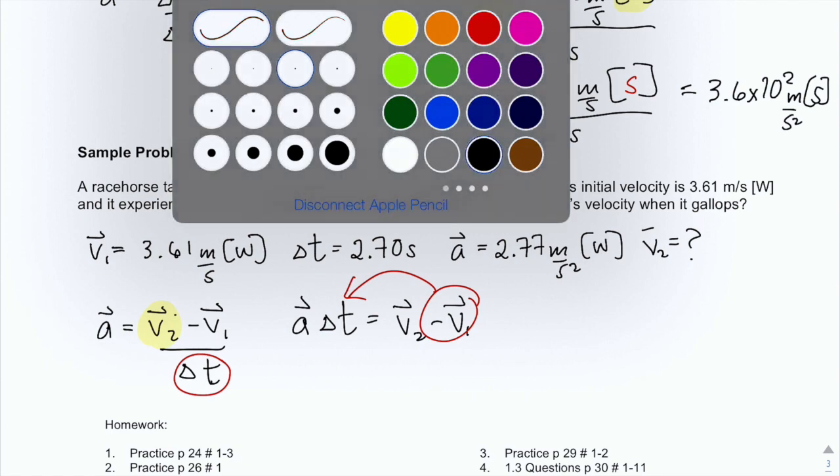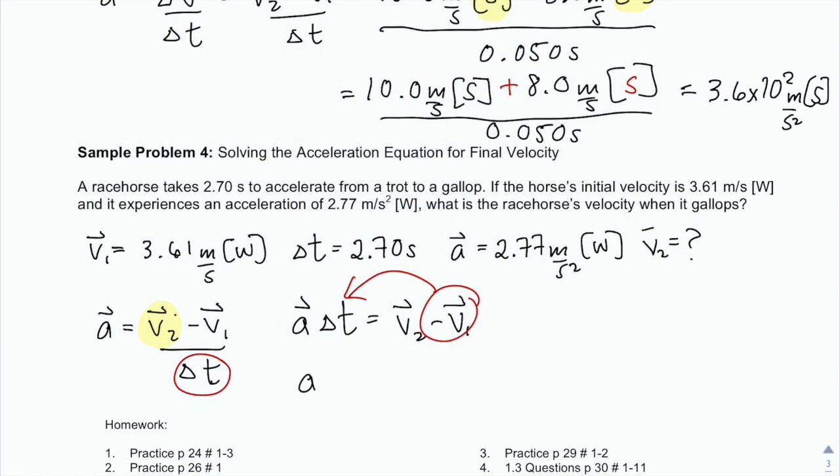So this becomes a delta t plus v1 equals v2. In fact, this is a very common equation. We use it all the time in physics, and we normally write it like this. We rearrange the variables so that it reads v2 equals v1 plus a delta t. Now we can sub and solve.